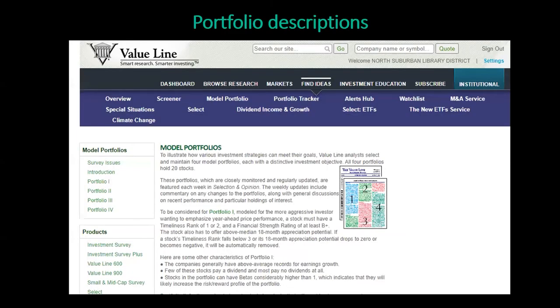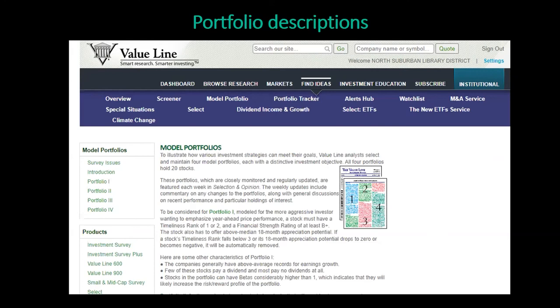So if you remember on the whole page on the very top, we have the different categories: dashboard, browse, research. Those categories are found often on many pages. You don't need to go back to the home page. You can find them on many pages. So we've clicked on Find Ideas, and it's under Find Ideas that Value Line describes what its model portfolios do. And they have a more complete explanation than I've given you. I've given you just a basic explanation, but they'll discuss more what the portfolios are, how they're put together, and how they are to be understood.